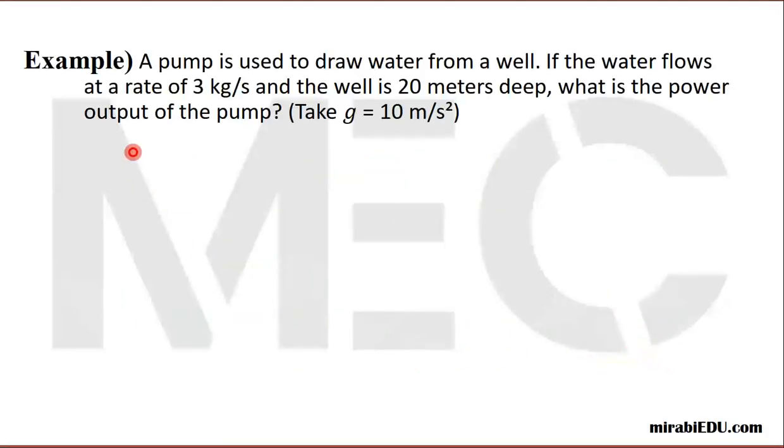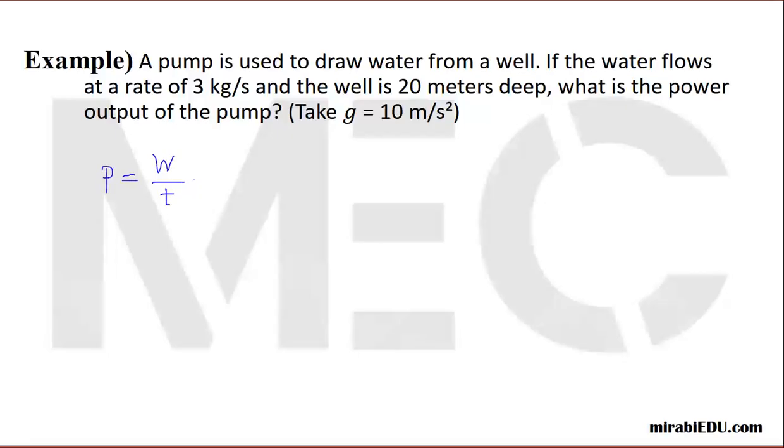Okay, let's do another example. A pump is used to draw water from a well. If the water flows at a rate of 3 kilograms per second and the well is 20 meters deep, what is the power output of the pump? It says, as usual, take g to be 10 meters per second squared. So what is the work done by the pump? Let me write the formula of the power. Power is work over time.